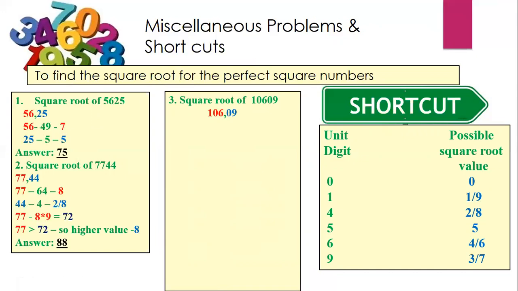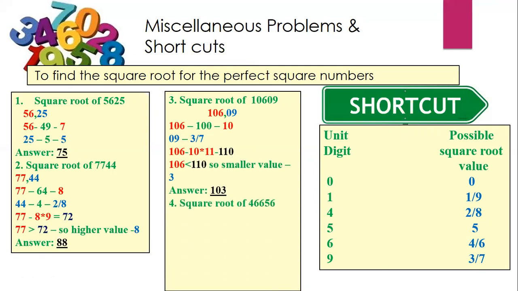Now, 106's nearest perfect square is 100, so definitely I can say the first digit will be 10. It will start with 10. Now the unit digit ends with 9, which means the possibility is either 3 or 7. In order to decide, I take 10 into 11, which is 110. 106 is less than 110, so my answer will have unit digit 3. So our answer is 103.